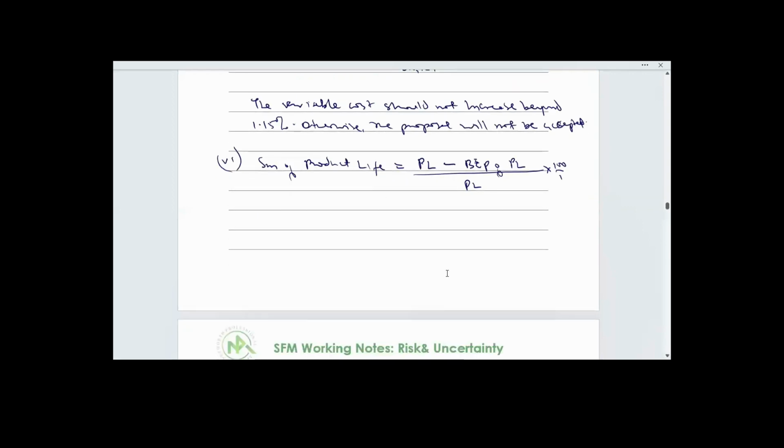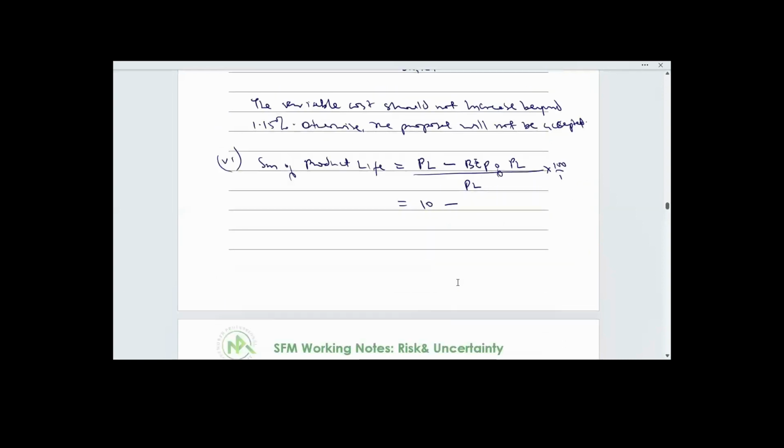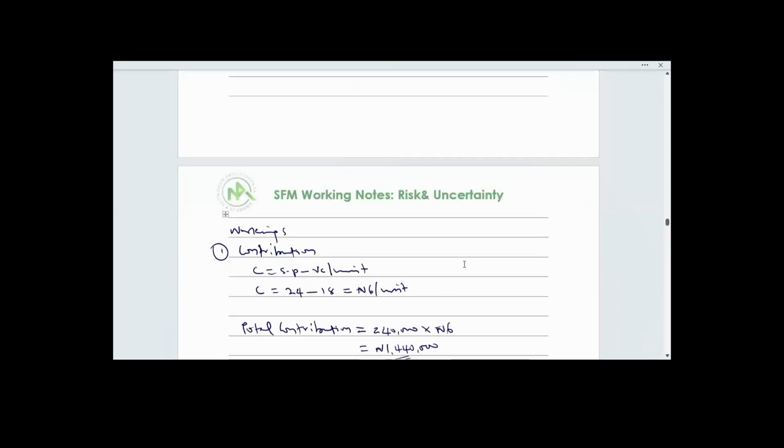So, product life is 10 years minus break-even points of product life. I don't know the break-even point of product life, so we need to go and calculate that. I need to go and do my working on break-even point of product life. Working number 4.